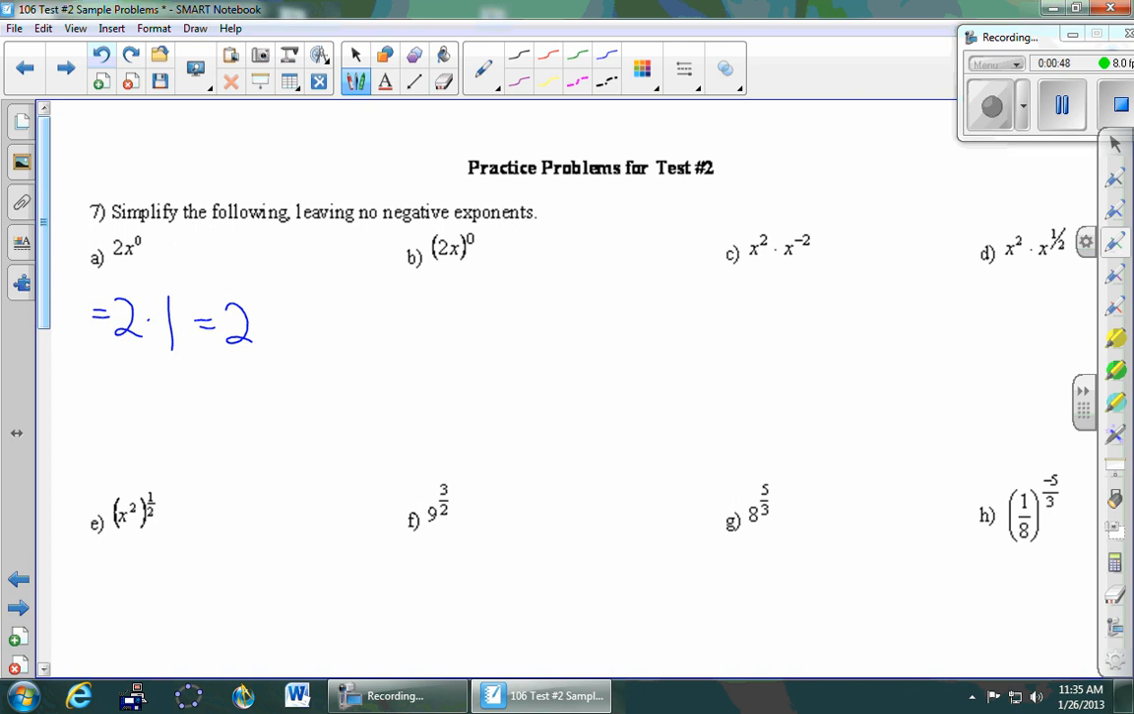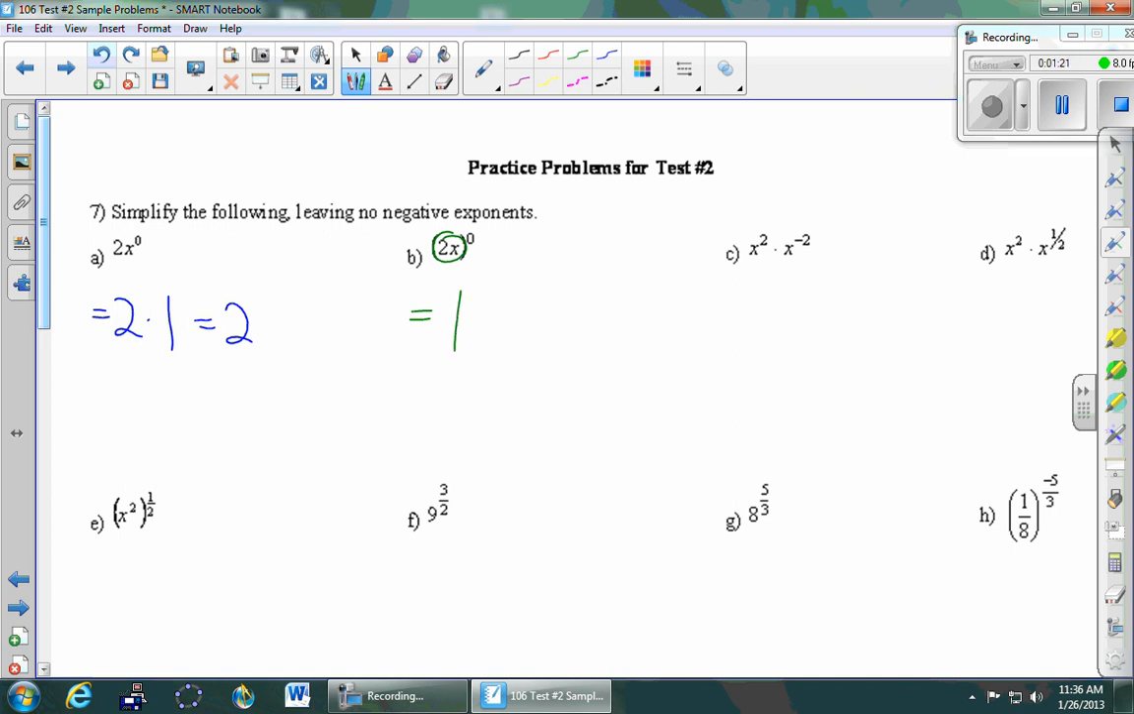In part B, (2x) to the 0, what do you do first here? There's a multiplication and there's a power, but there's also this grouping parentheses happening here. And we know that the parentheses come before anything else. So really what this means is that the power here applies to the entire thing. And anytime you have something raised to the 0 power, it's always equal to the same number. It's equal to 1. So the easy way to do this is just say, oh, this is one single thing raised to the 0 power.